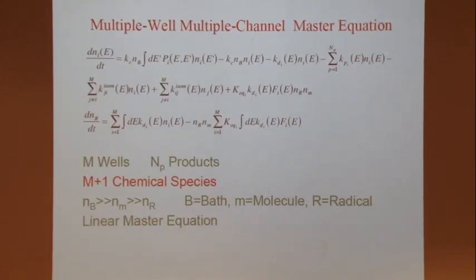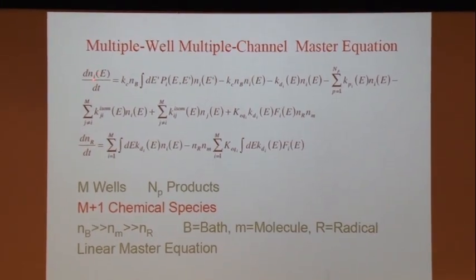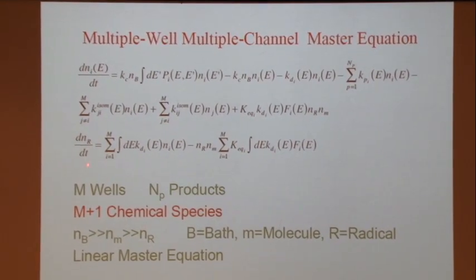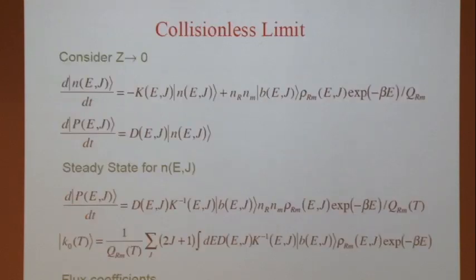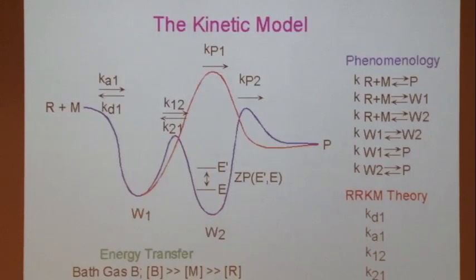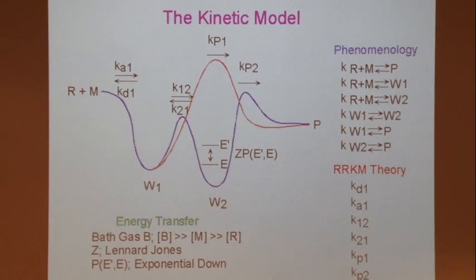I'll write down the master equation. Now I have to have an index for which well I'm in. So I have Ni to keep track of the wells. So I'll have M wells, NP products, M plus 1 eigenvalues because I include the reactants in that. This model assumes that the product formation is irreversible. So it's gone. So I don't have to worry about it coming back.